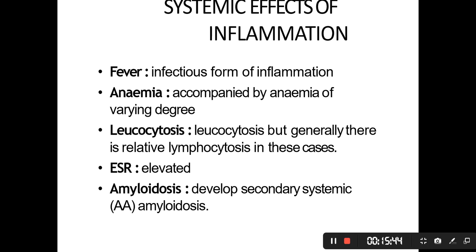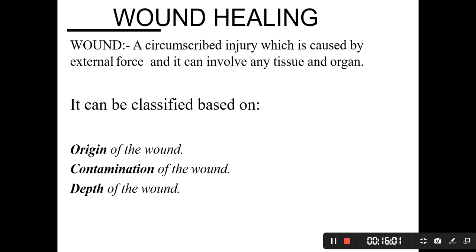And amyloidosis is basically, whenever the body is fighting, and if it keeps on fighting on a very chronic level, there are proteins which get formed and they get deposited in the body. Those proteins are called amyloid, causing amyloidosis. Okay, we are done with the inflammation.